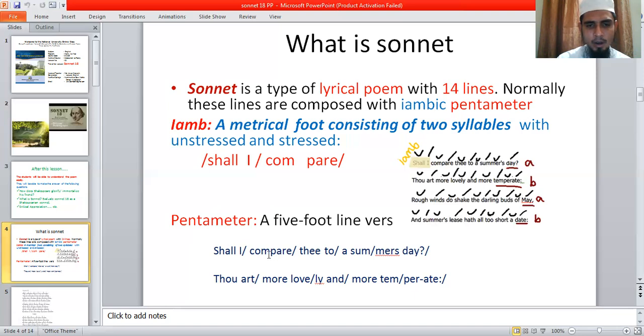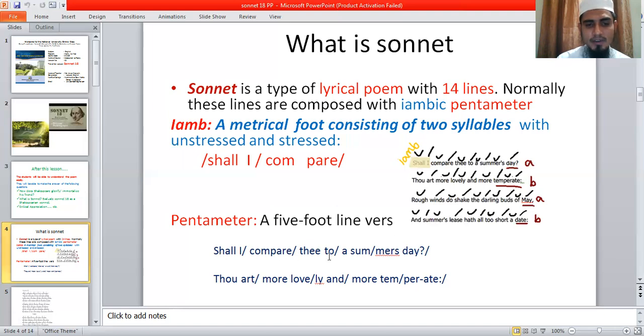And again, compare another foot, the two, so another, and a thumb, mars day, mars day. So how many meter here, how many foot here? One, two, 3, 4, 5.